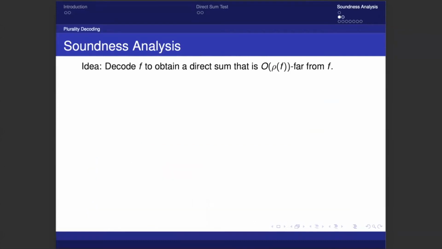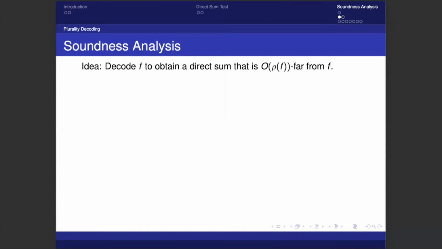Now let's look at our full soundness analysis. The high-level structure of our argument is very similar to that of the BLR linearity test. The idea is to view direct sums as a code, as a linear code, and to view this function f as a code word that has been corrupted on some fraction of bits. And what we'd like to show is that f has been corrupted on a fraction of bits that's at most a constant times the rejection probability of f.